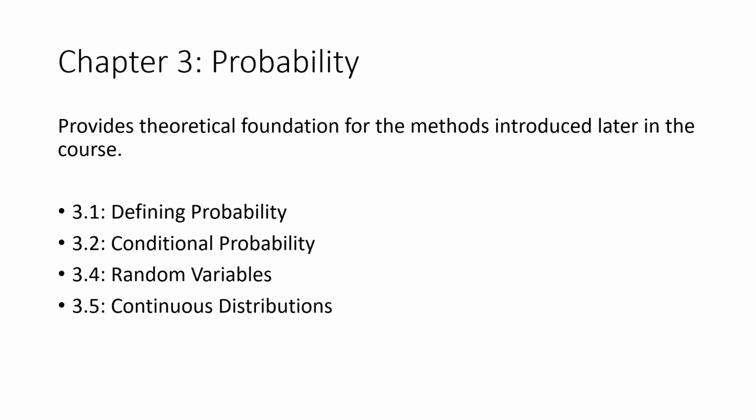Section 3.1 will define probability and learn some basic properties of probability. In section 3.2, we'll focus on conditional probability. Section 3.4 will discuss random variables and their distributions. And finally, section 3.5 will discuss continuous distributions.